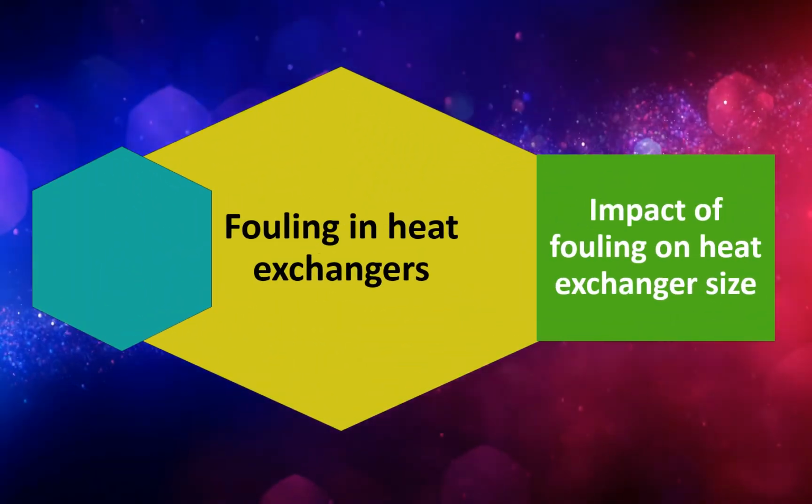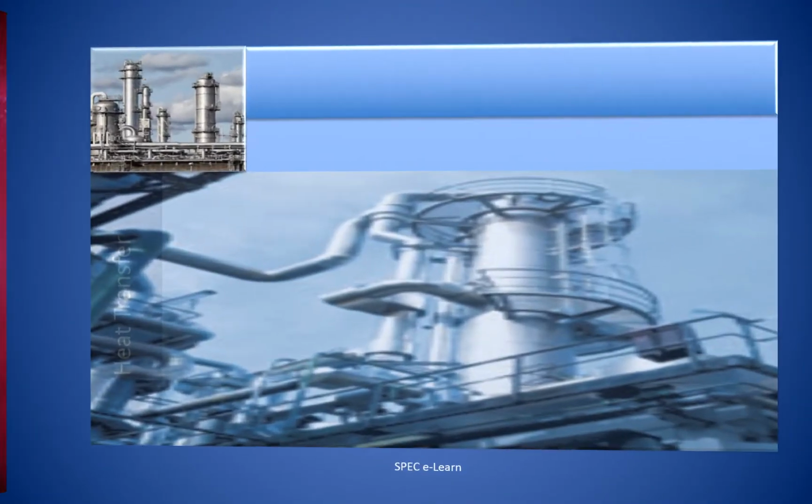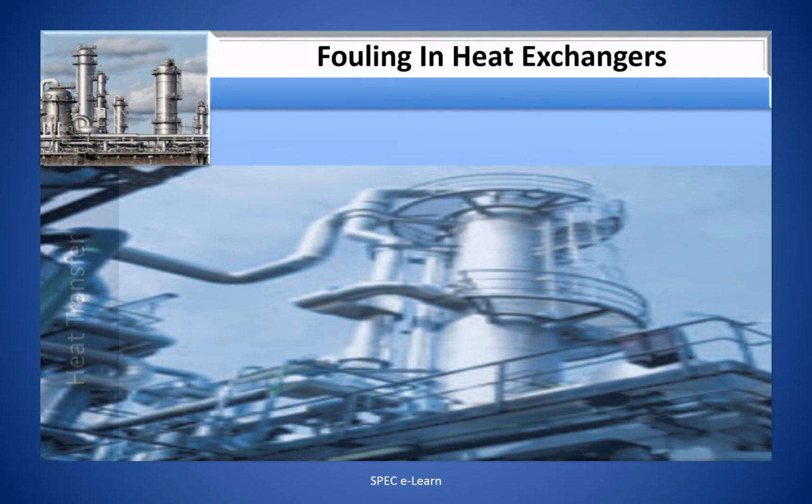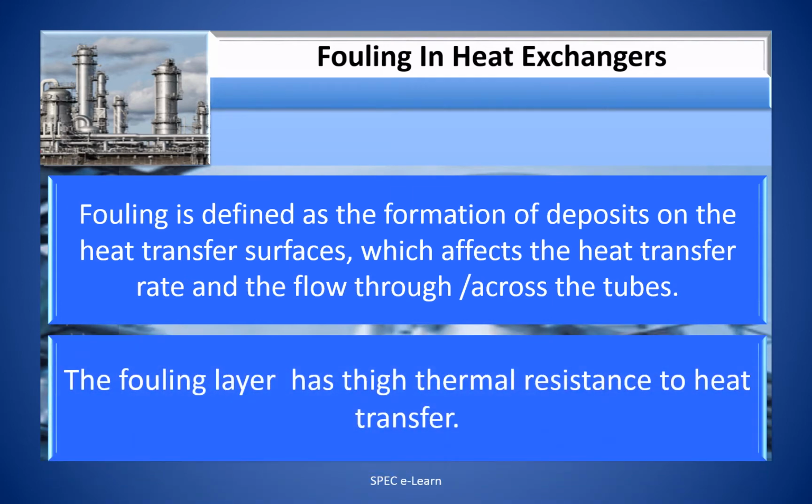Impact of fouling on heat exchanger size. Fouling is defined as the formation of deposits on the heat transfer surfaces, which affects the heat transfer rate and the flow through or across the tubes. The fouling layer has high thermal resistance to heat transfer.